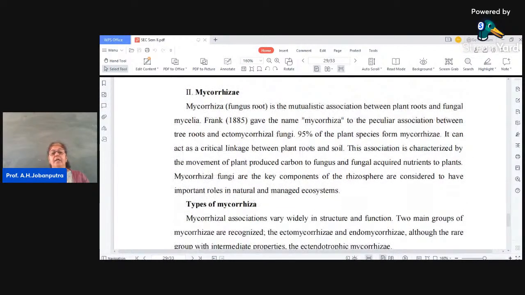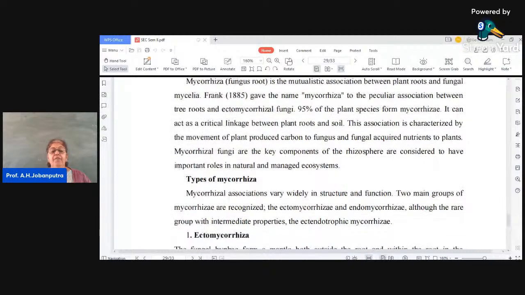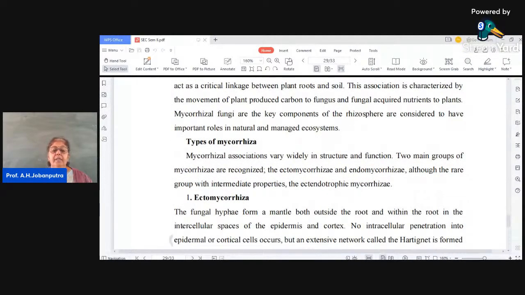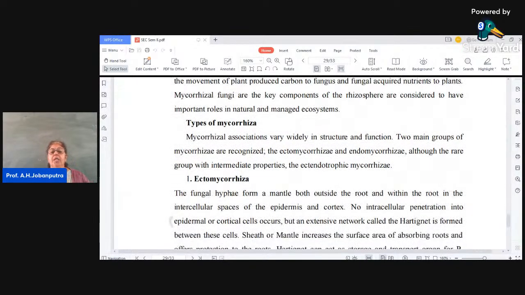Next is mycorrhiza. You know very well, mycorrhiza is an association between roots of the plants and fungi. Myco means fungus, rhiza means root. So it is an association between the roots as well as fungi. 95% of the plant species form mycorrhizae, and it is a very good link between a root and the soil. There are various types of mycorrhiza, and they have different structures also.